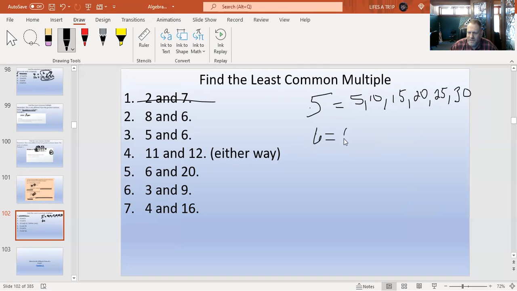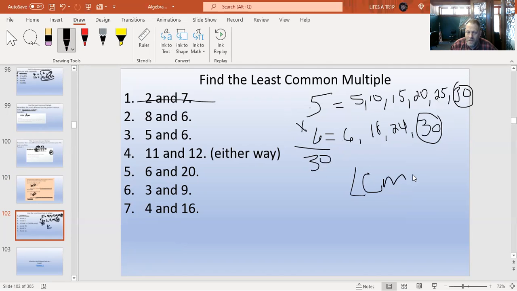All right, so let's do 6, 12, 18, 24, and 30. Do you see any other common multiples before 30? Let's see here. I don't see anything. So 30 would be our least common multiple. Because there's nothing else in common here before 30, you can times these. So LCM equals 30.